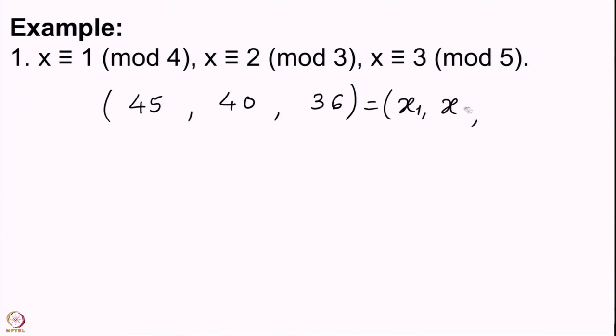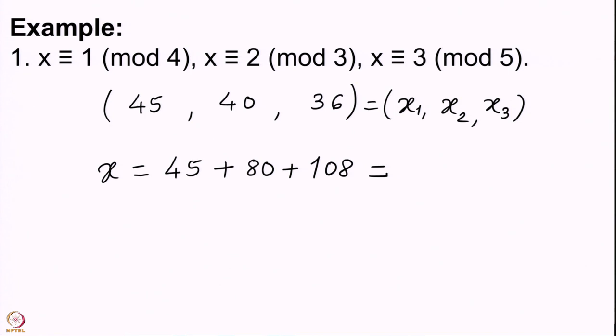And to compute the final answer, we have to simply multiply the xi by ai and compute the final answer. So, x is 1 into 45, that is simply 45, plus 2 into 40, that is 80, plus 3 into 36, which gives you 108. So, 45 plus 80 plus 108 gives you 233.